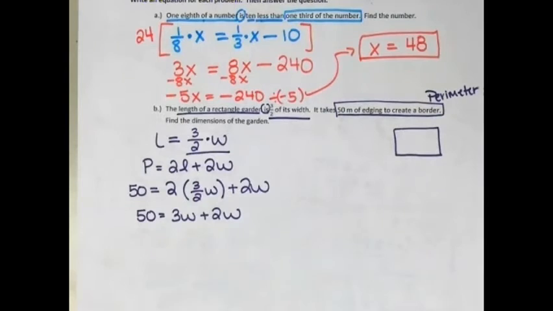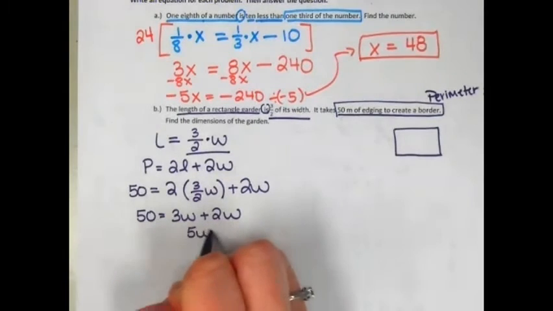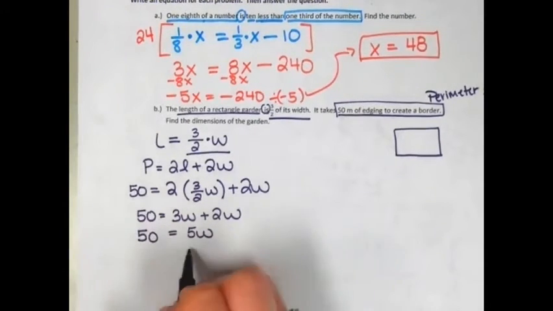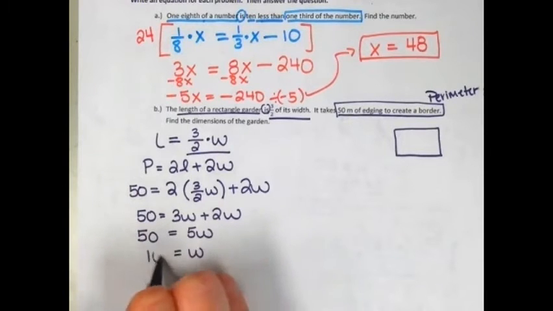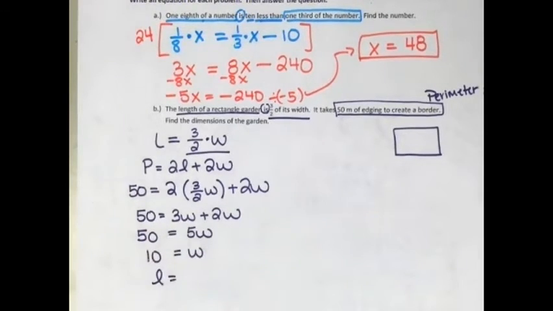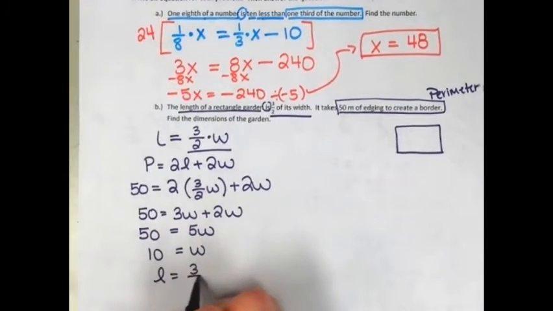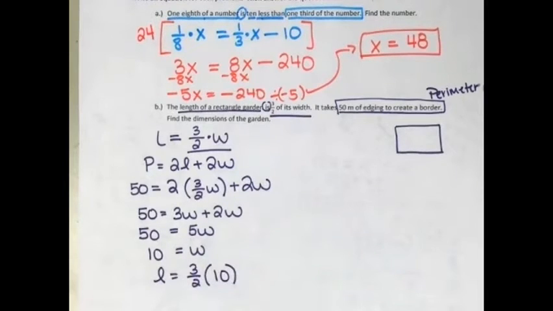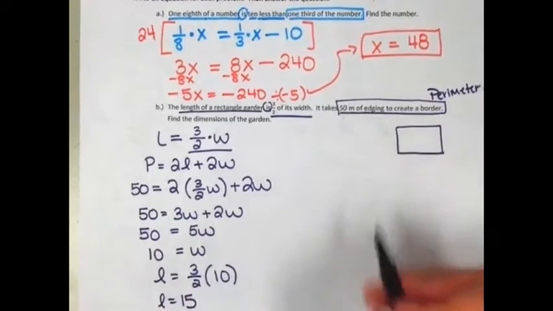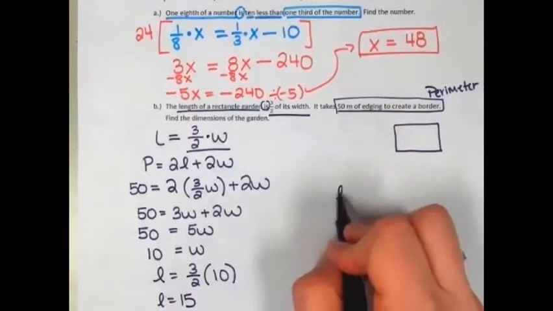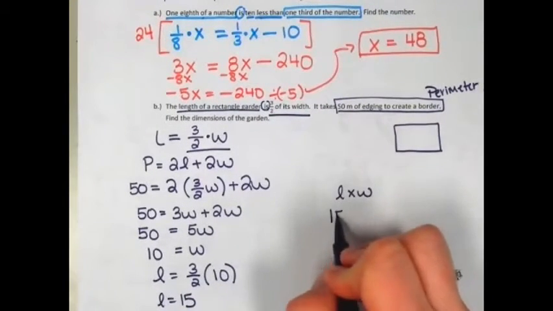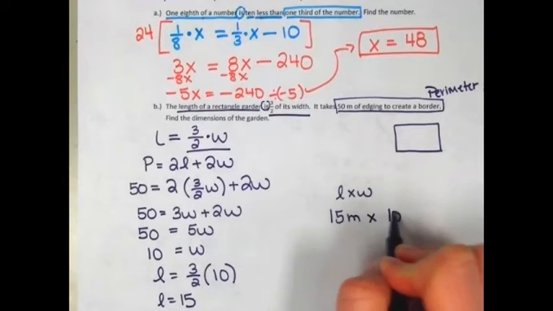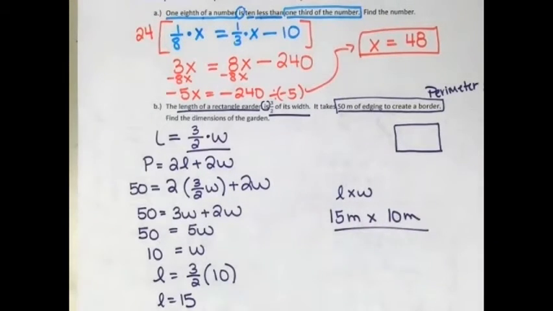And what's 3W plus 2W? 5W, so equals 50. So what does W equal? 10. So what does my length equal? Let's think, 3/2 times W, which is 10. So what do we get? 15. So what is my dimensions? If it's length by width, it'd be 15 meters by 10 meters, or you could do 10 meters by 15 meters, but, right? Does it matter? No.